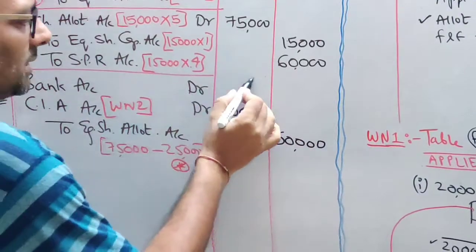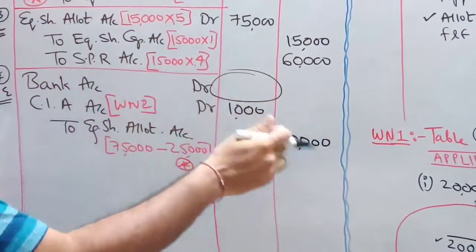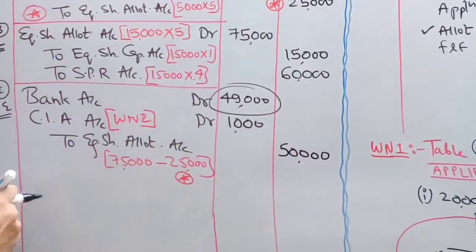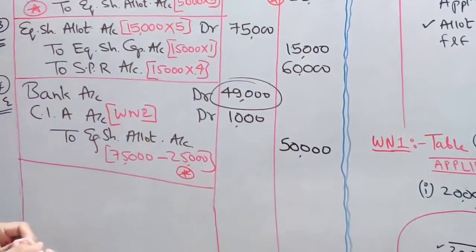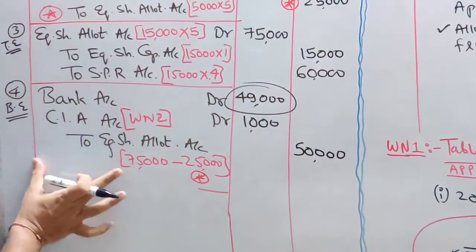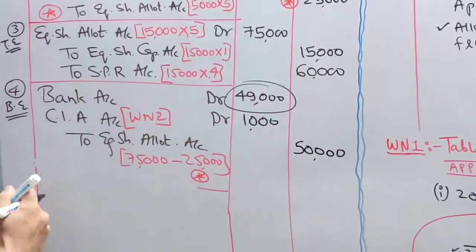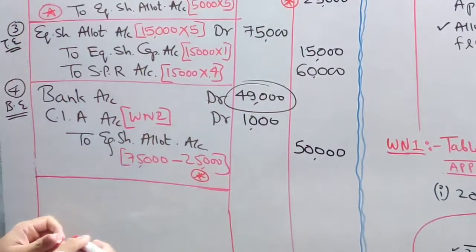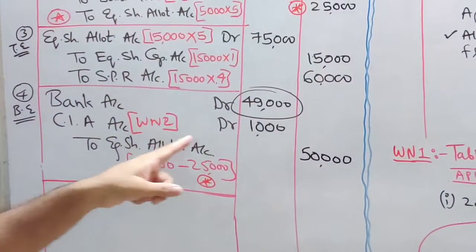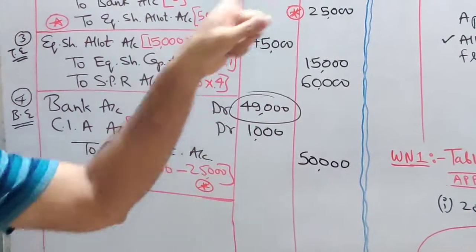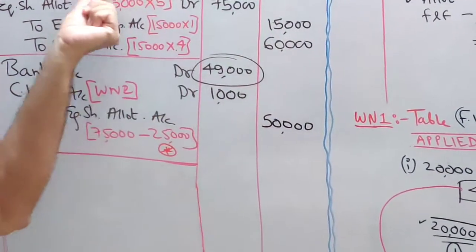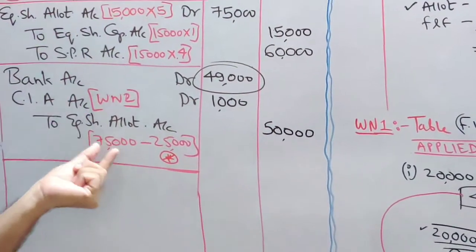Now, write down the balancing amount for bank account. Write the balancing amount, 49,000. So this is how you will pass the allotment bank entry. I hope you are clear with this, and this is a very important entry. Most of the students make mistakes over here. Either they go wrong with the working note, or they forget to adjust this. Don't forget to adjust this allotment account.